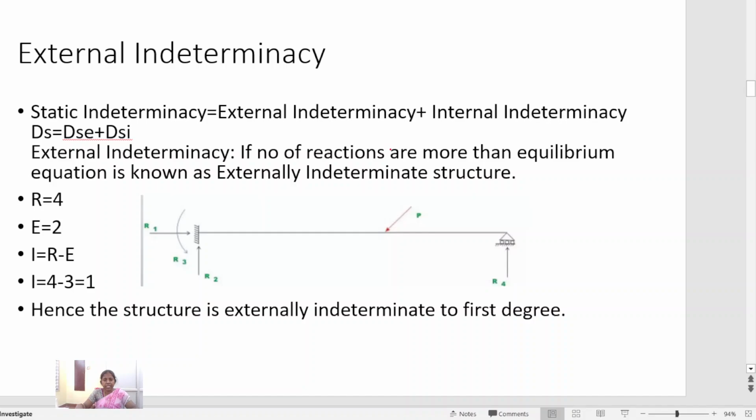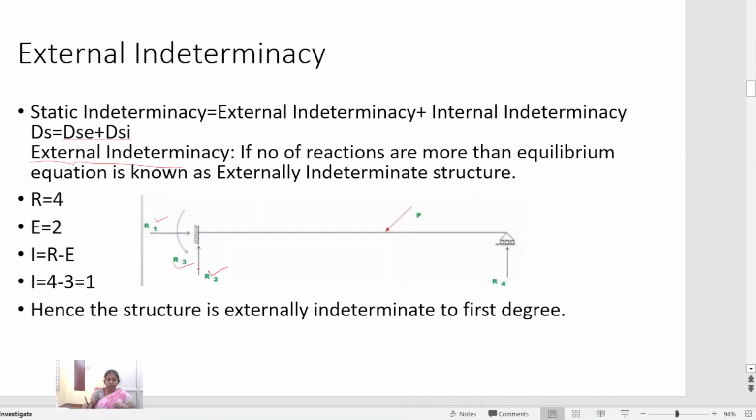So what is meant by external indeterminacy? Static indeterminacy is the summation of external indeterminacy plus internal indeterminacy. DS equal to DSE plus DSI. External indeterminacy is if the number of reactions are more than the equilibrium equations, it is known as externally indeterminate structure. So this term means about the support reactions R1, R2, R3. So if the number of reactions are more than the equilibrium equations, it is called externally indeterminate.